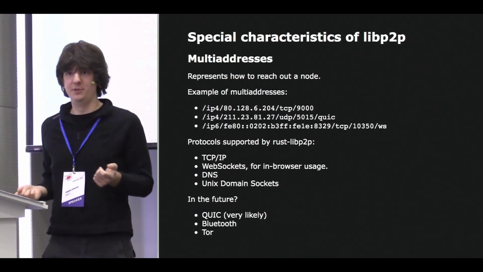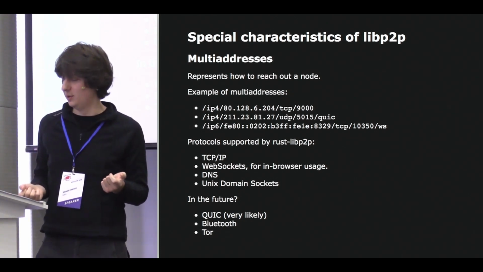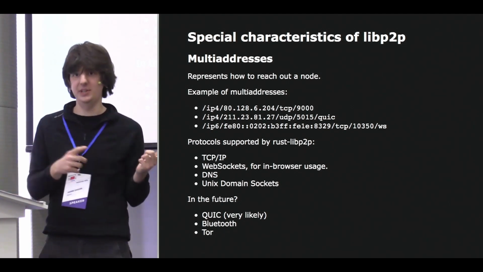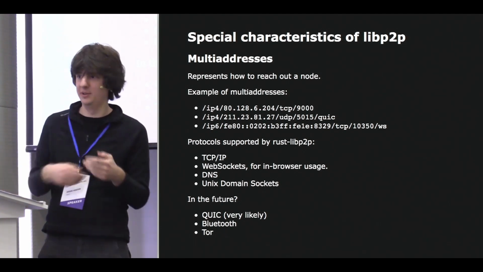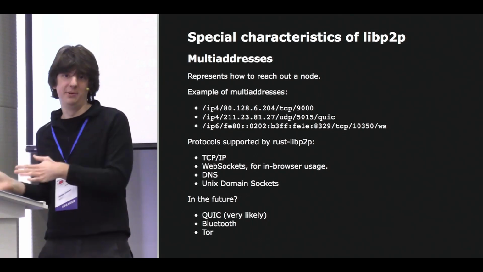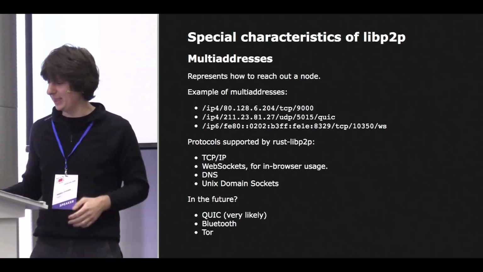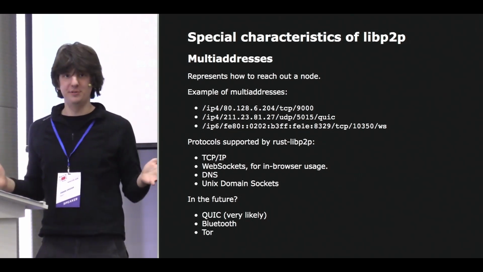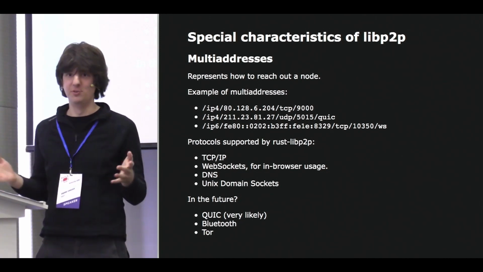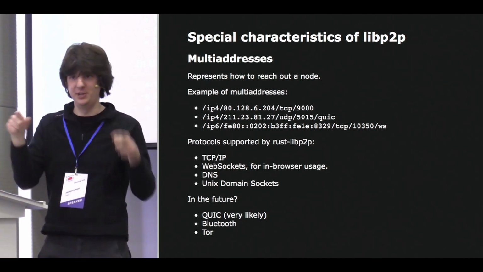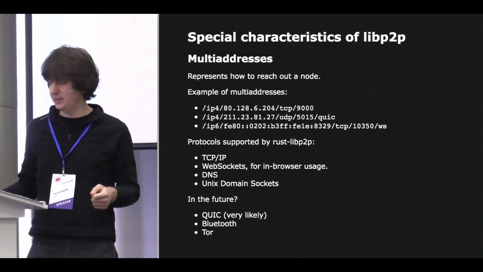In the future, we want very much QUIC, which is the protocol designed by Google on top of UDP. That's basically a replacement for TCP/IP. And Bluetooth as well, to create a true mesh network where people are connected to each other locally. And Tor for more privacy. That's for the future.